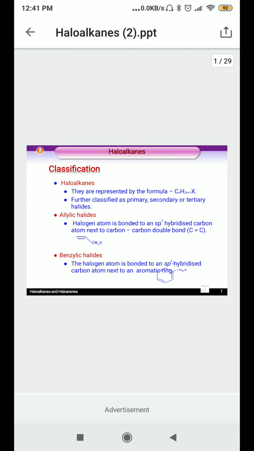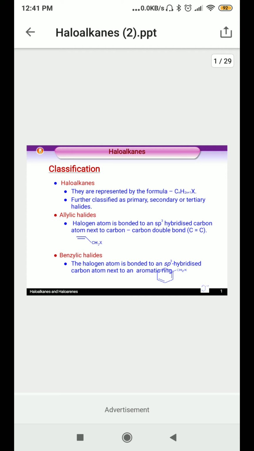Very important again. The halogen atom is bonded to an sp3 hybridized carbon. Here you can see it is CH2X, so CH2 is your sp3 hybridized carbon. The halogen group is attached to the sp3 hybridized carbon next to the carbon-carbon double bond. You can see here there is a C=C double bond, and next to it a carbon which is sp3 hybridized, so the halogen group is attached to that sp3 hybridized carbon.